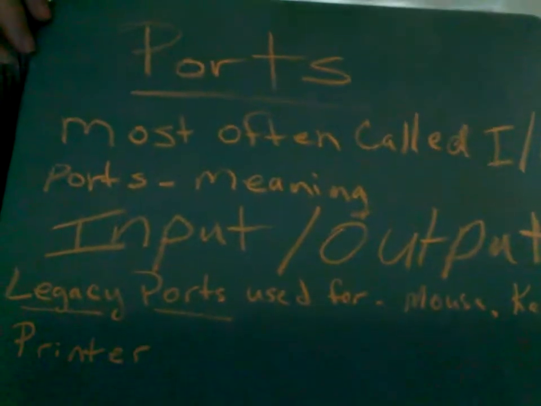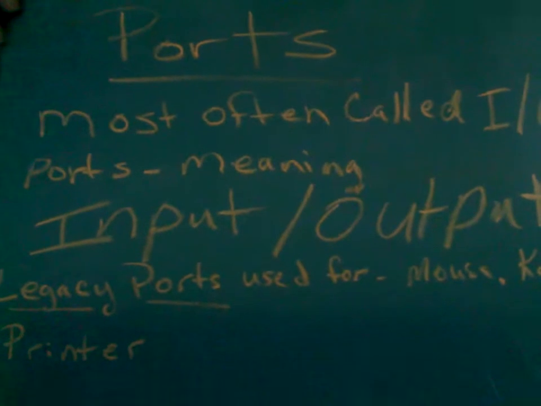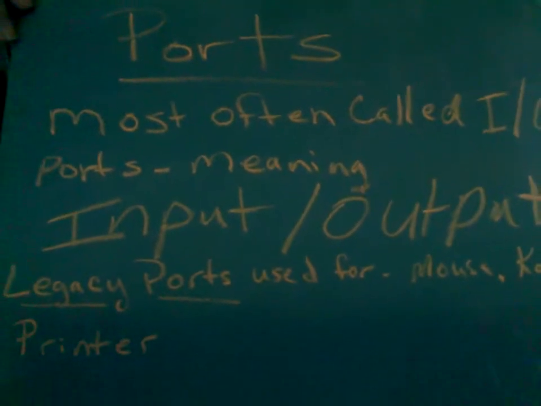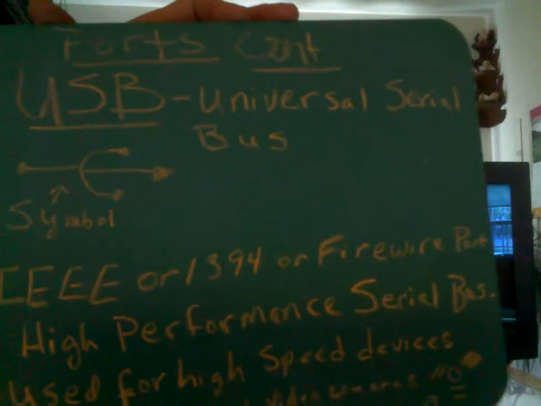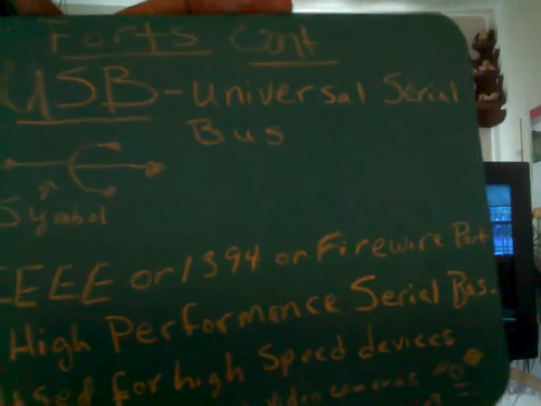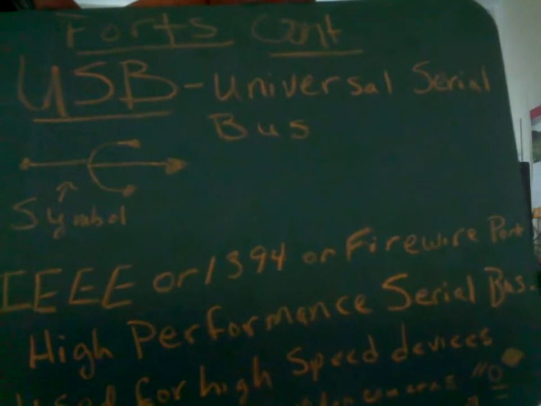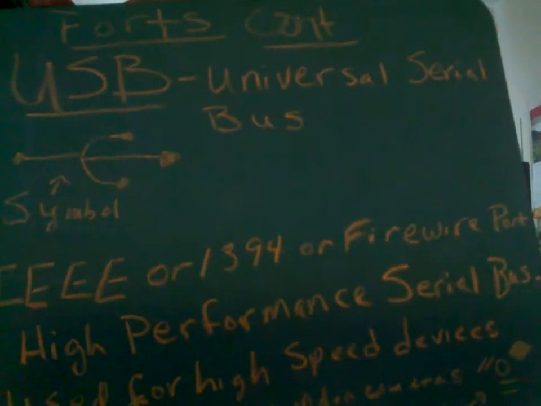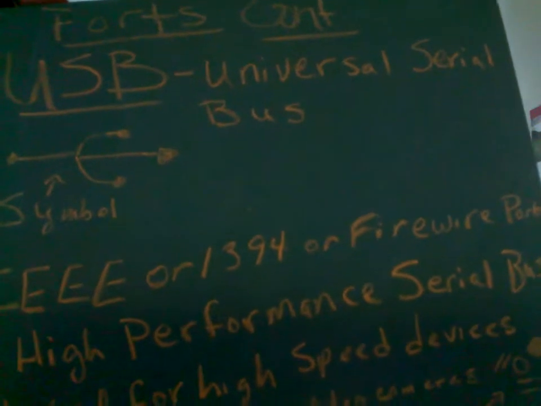All right. Then we have what we call the legacy ports, which were for your keyboard and your mouse, things like that. We have some other types of ports that I would like to talk about with you. And those would be the USB ports, which I showed you with that little bitty piece that goes with my mouse. And those are called universal serial bus, I'm sorry, universal serial bus.